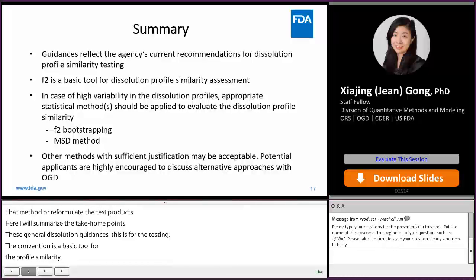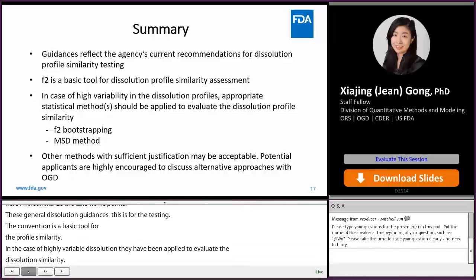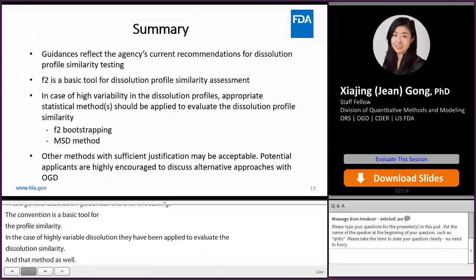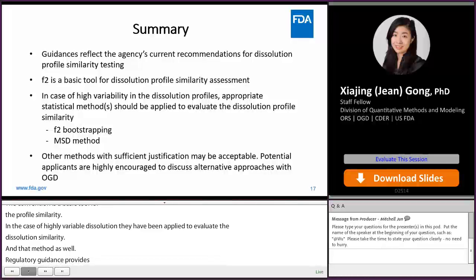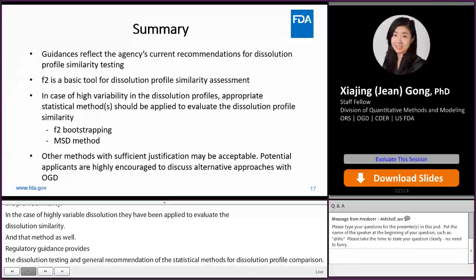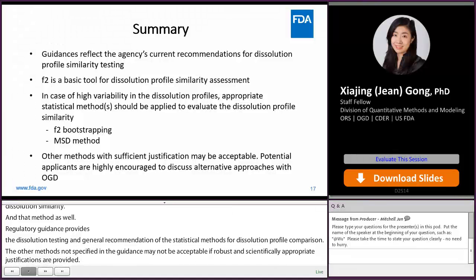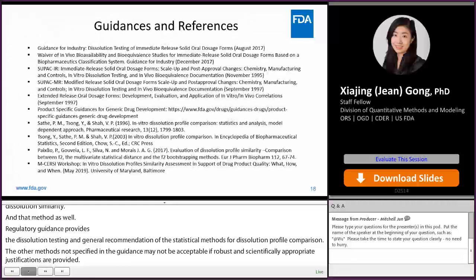Regulatory guidance provides principles of dissolution testing and general recommendation of these statistical methods for dissolution profile comparison. Other methods not specified in the guidance may be acceptable if robust and scientifically appropriate justifications are provided. And I would like to emphasize that potential applicants are highly encouraged to proactively reach out to OGD and discuss the alternative approaches. Here are the relevant guidances and references cited in this talk.